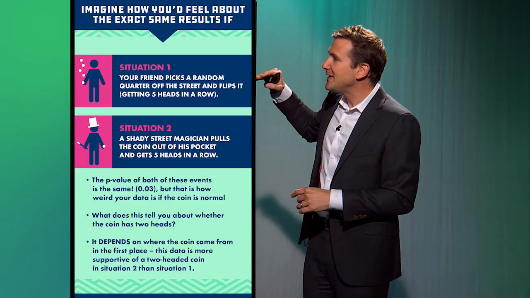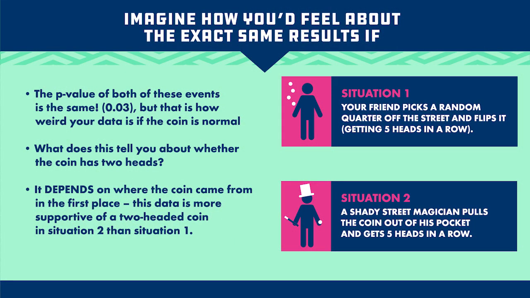If we have situation 1, your friend is walking down the street, sees a quarter on the ground, picks it up, and flips it, and gets those 5 heads in a row. P-value, 0.03. Situation 2, a shady street magician comes up to you and picks a quarter out of his pocket, and he makes a bet with you that if he gets heads, you pay him $1, but if he gets tails, he'll pay you $2, right? It would be a great bet if it was a normal coin, and he proceeds to flip 5 heads in a row. You still have a p-value of 0.03 in both of these situations.